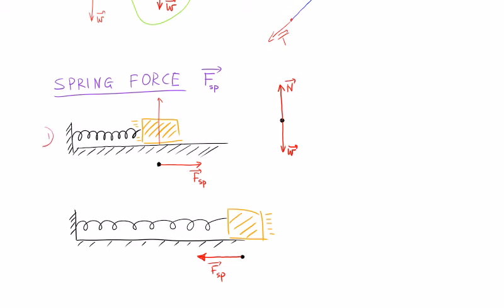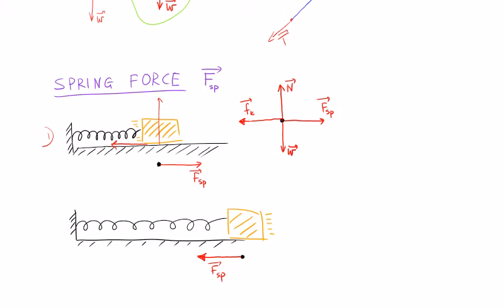This is my first case, where the object is moving to the right, so the friction force is opposite to the motion, and it is a kinetic friction because the object is moving. So I'm going to draw the kinetic friction going in this direction. And then finally there is the spring that is pushing forward, so this would be the spring force going to the right. This would be all the forces acting on the object.